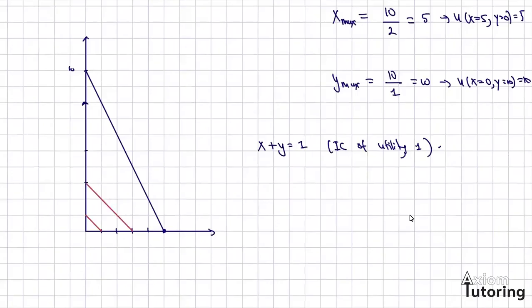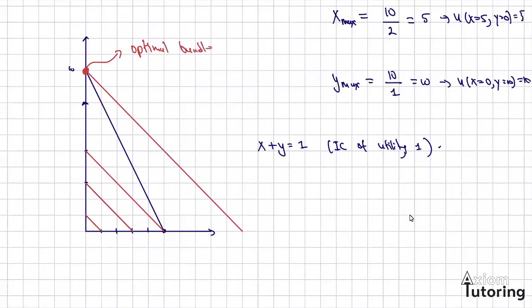That's the indifference curve of 3. Why? Because I go 3 up, 1, 2, 3, my x is 3, my y is 3. And from here you can see that if you want the highest possible indifference curve, the only way is to be at this optimal position. So we will call this the optimal bundle of x and y.